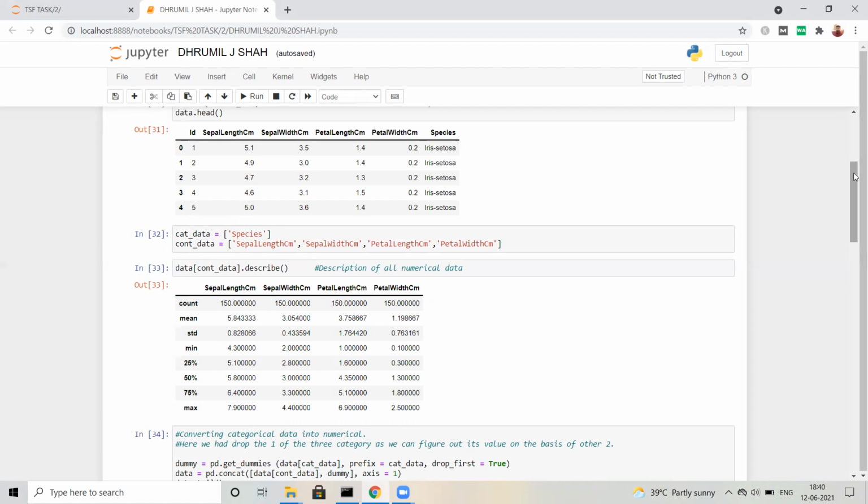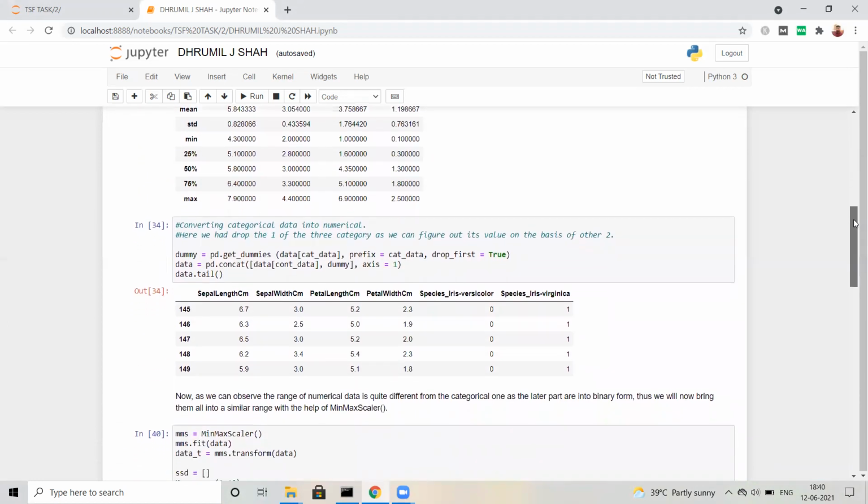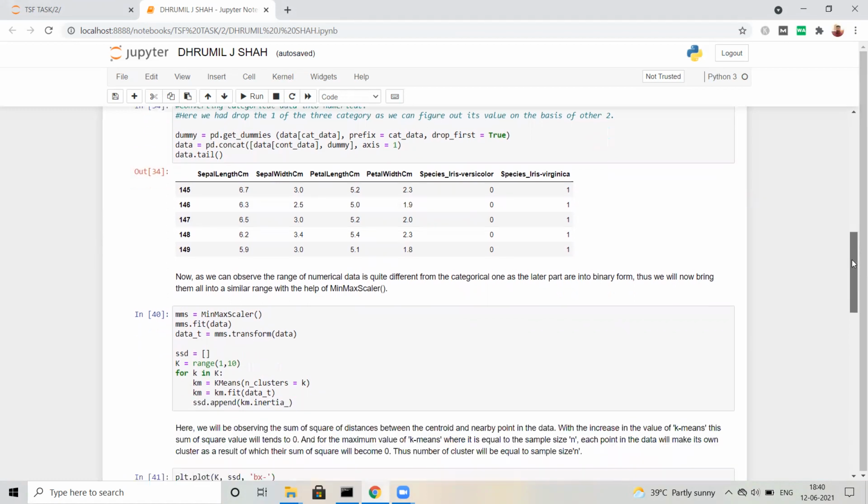Now for the categorical data, we will be doing one hot encoding, to convert it into the numerical one. Here, as you can see, we did the same. After concatenating, you get the result like this. Further, as you can see, the categorical data have the range of 0 and 1, while the other continuous data have a random range, with values like 3, 5, 6 and above.